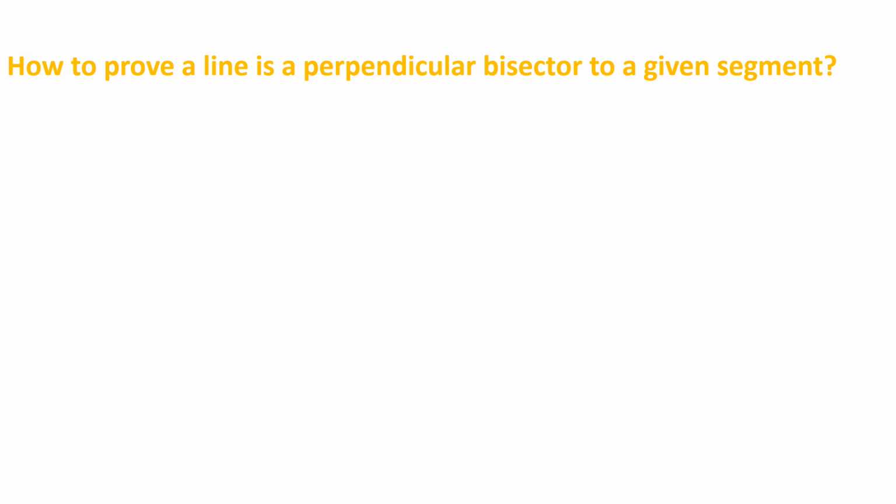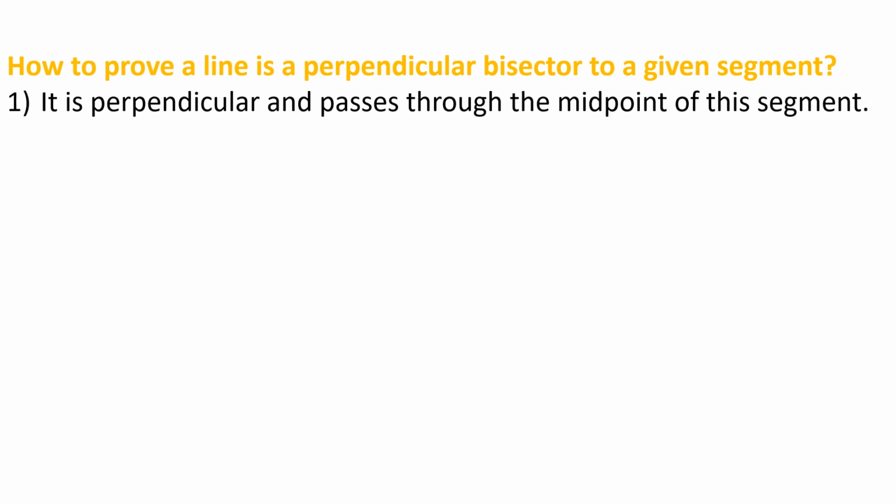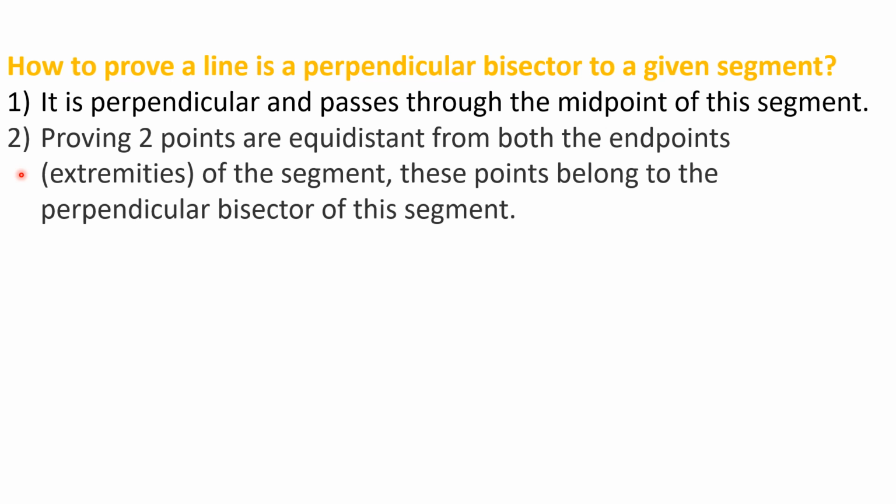How to prove a line is a perpendicular bisector to a given segment? We have two options. One, either we say it is perpendicular and passes through the midpoint of this segment, or two, which we use regularly, proving two points are equidistant from both the endpoints of the segment. These points belong to the perpendicular bisector of this segment. Let's talk more about number 2.